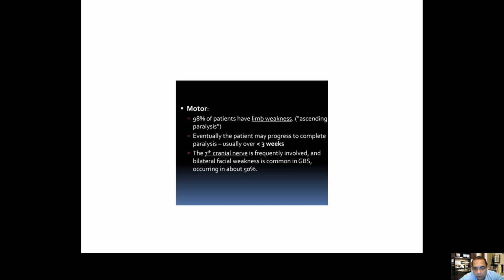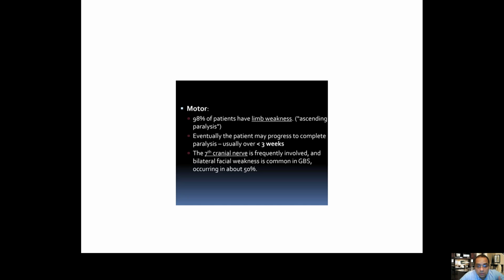So can you see here the discrepancy? Almost all patients will have this motor neuropathy. 89% will have motor, and 60 to 70% of them will have sensory neuropathy. And this will be in the form of ascending paralysis. Eventually the patient will progress to complete paralysis, usually over 3 weeks.